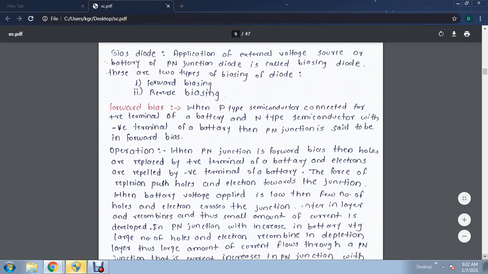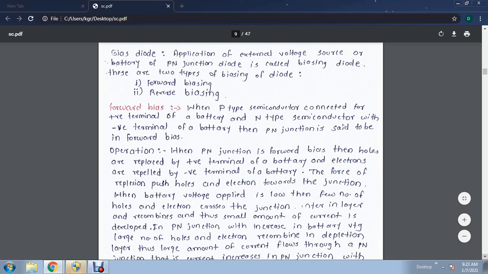What is meant by forward bias? When the P type semiconductor is connected to the positive terminal of the battery and the N type semiconductor to the negative terminal of the battery, then the PN junction is said to be forward biased. Operation: when the PN junction is forward biased, holes are repelled by the positive terminal of the battery and electrons are repelled by the negative terminal. The force of repulsion pushes holes and electrons towards the junction. When the battery voltage applied is low, only a few holes and electrons cross the junction.